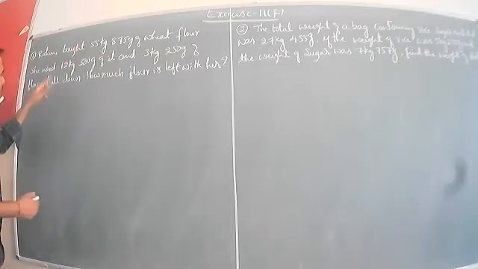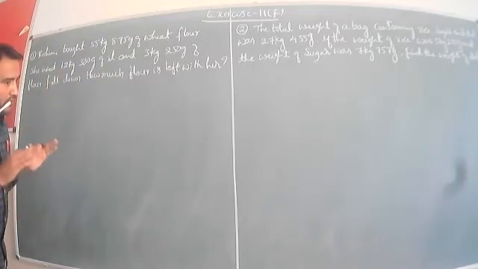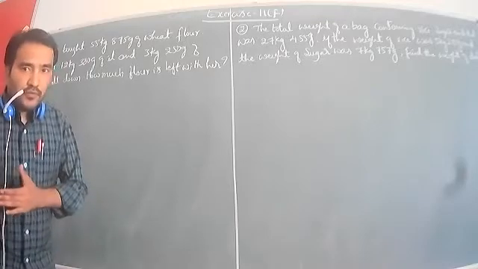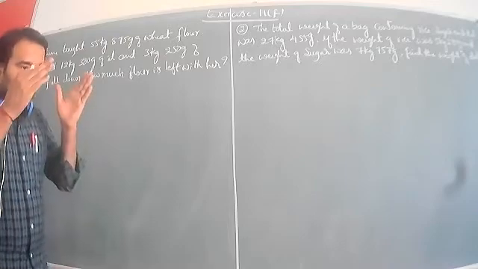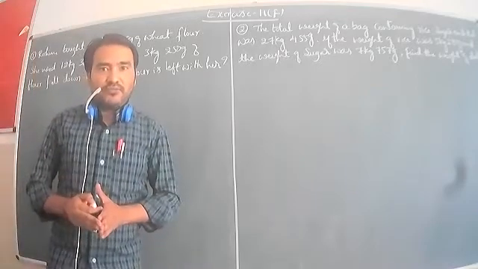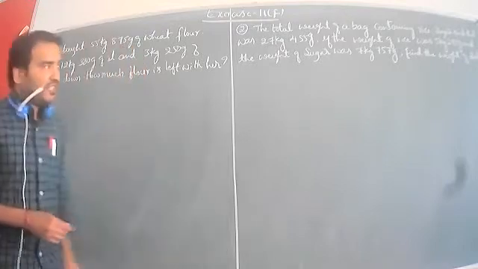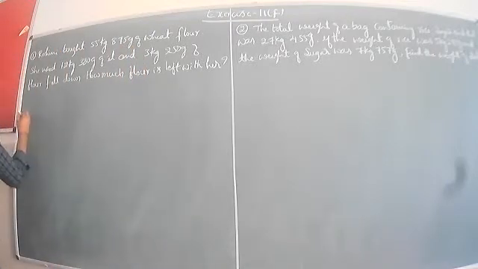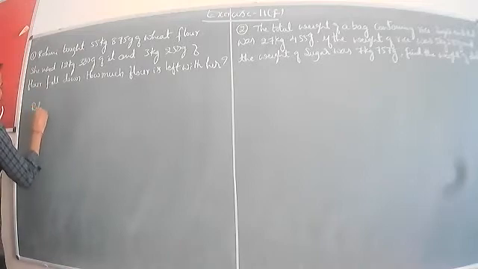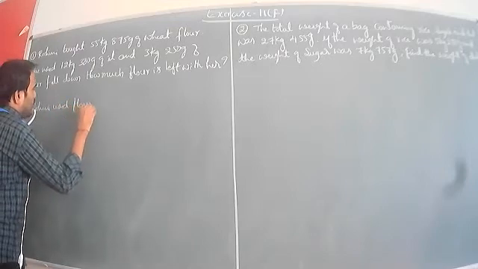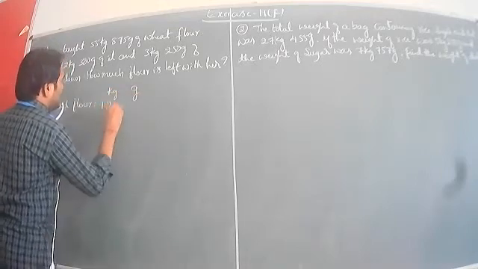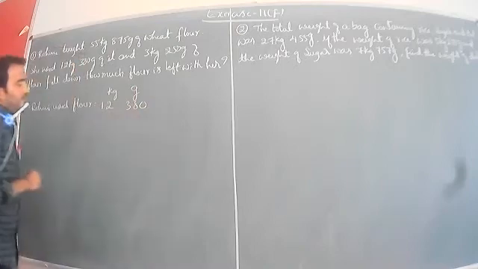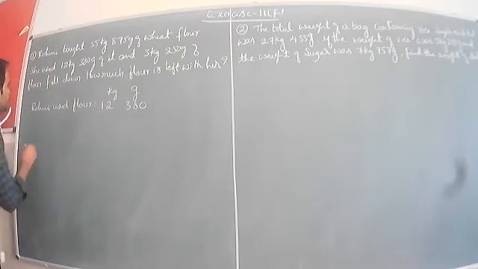First, the flour she used and the flour that fell down, we add them. That is the total weight of wheat flour she has to spend. First we have to find out the total weight of the wheat flour she used. Write the units kg and grams. So 12 kg 380 grams of wheat she has used, and then flour fell down.